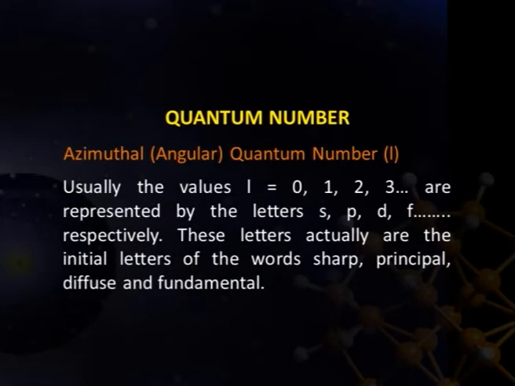Usually the values L equal to 0, 1, 2, 3 are represented by the letters s, p, d and f respectively. These letters actually are the initial letters of the words sharp, principal, diffuse and fundamental.